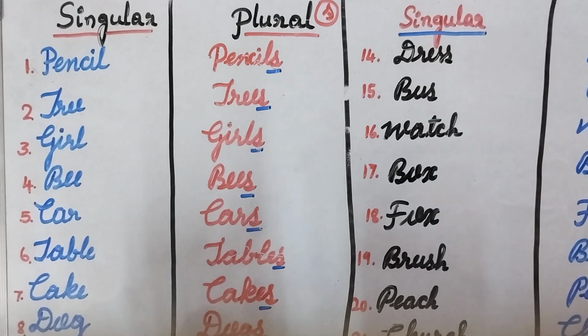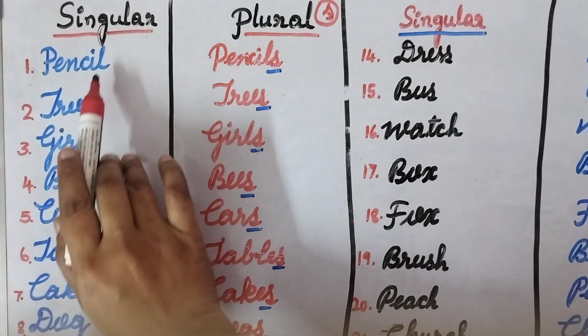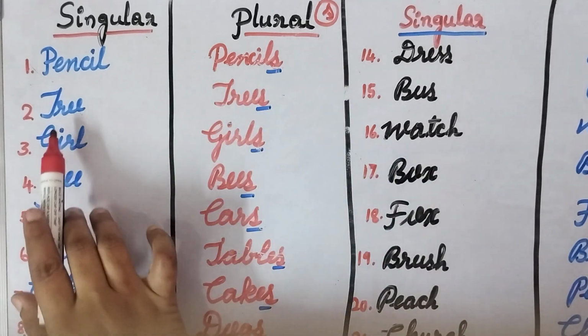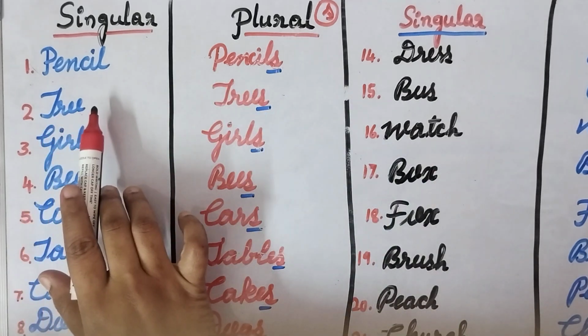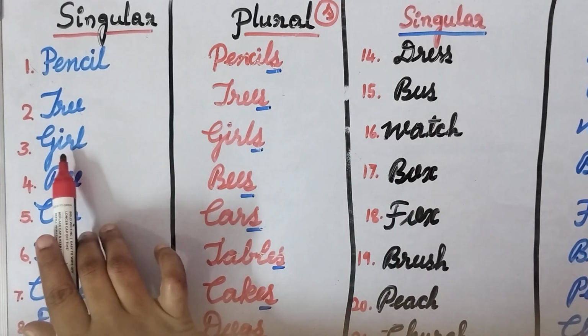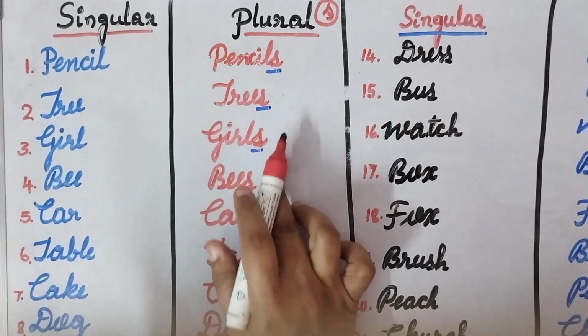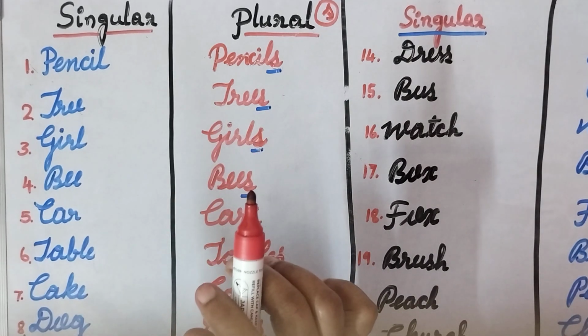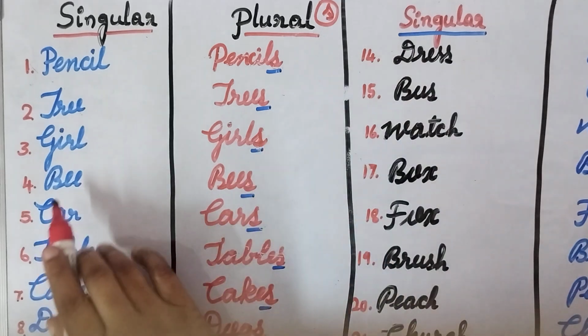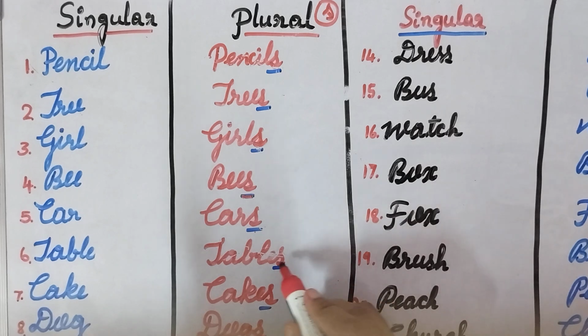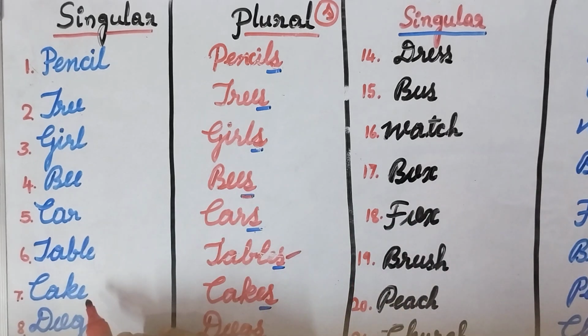For example, pencil. This is a singular form. Plural form: pencils. Tree, trees. Girl, girls. We add s for these naming words. So these are plural naming words. Bee, bees. Car, cars. Table, tables. Cake, cakes. Dog, dogs.